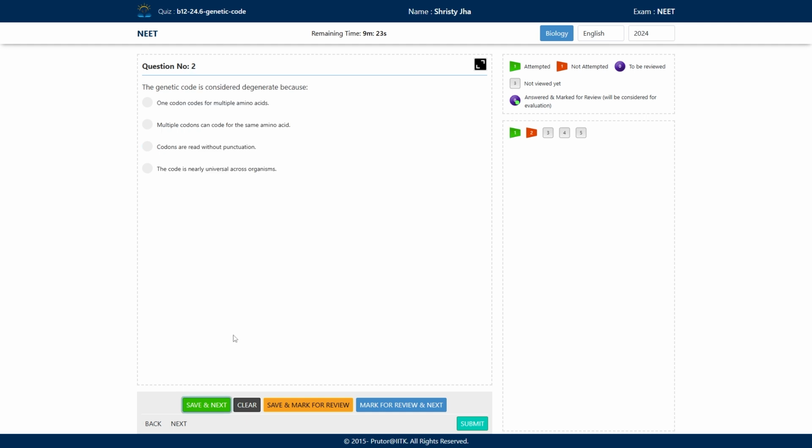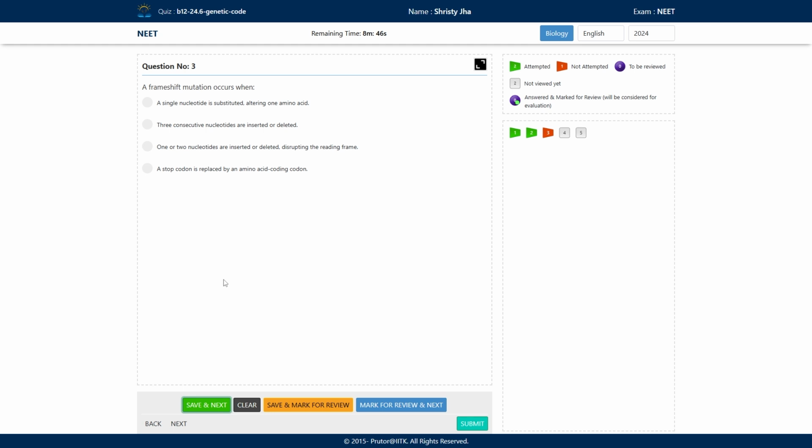Next question says the genetic code is considered degenerate because, as we have studied, one feature of the genetic code is that it is degenerate, meaning multiple codons can code for a single amino acid. Let's see which option fits this. One codon codes for multiple amino acids? No. Multiple codons can code for the same amino acid? Yes. Codons are read without punctuation? That is correct, but this is not about degeneracy. The code is nearly universal across organisms? That is also true, but it's not about degeneracy.